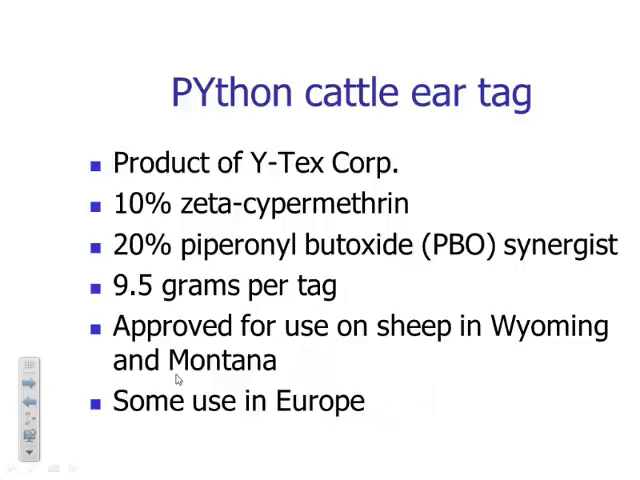So we looked at a couple different chemicals. One would be, and this is going to give you some ideas, Python is the name of it, but it's a pyrethroid, and it has a synergist piperonyl butoxide, which is not really toxic in itself, but it prevents the breakdown of pyrethroids. So it greatly enhances how toxic they are to arthropods. And after our work, it got EPA approved and state approved to use it in Montana and Wyoming, and then there was some possible acceptance in Europe.